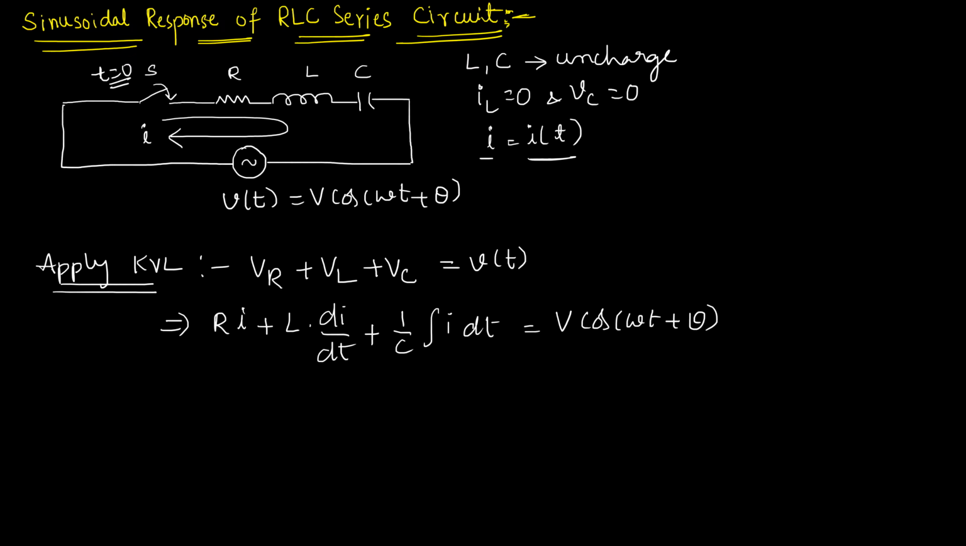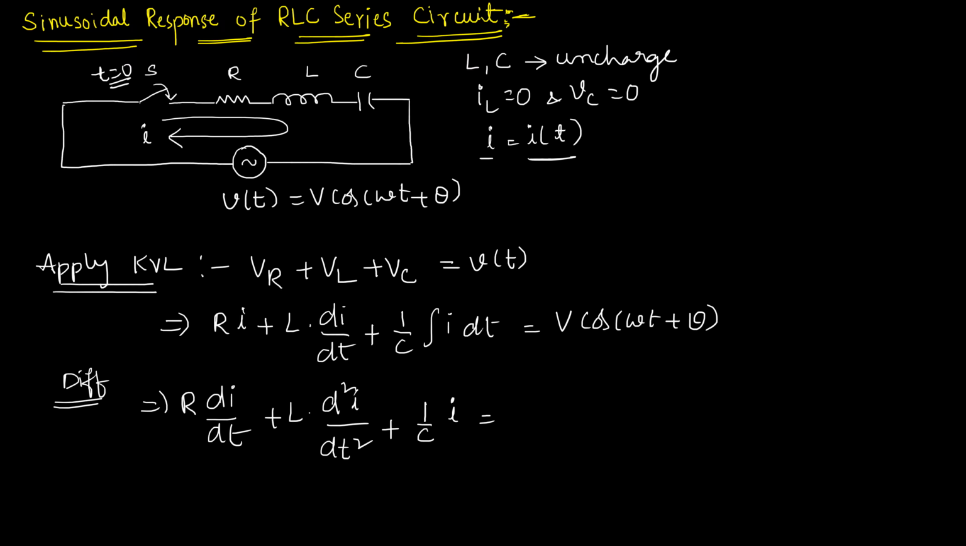Now I don't want the integral. Then what should I do? I have to differentiate this equation with respect to t. So we get R into dI by dt, as the current I is a function of time t, plus L into d square I by dt square, plus 1 by C into the differential of the integral of I dt, which will be I only, which is equal to V. For cos, we have minus sine(omega t plus theta), and again for this portion the differentiation gives omega. I'm writing this omega here. So this is our differential equation.